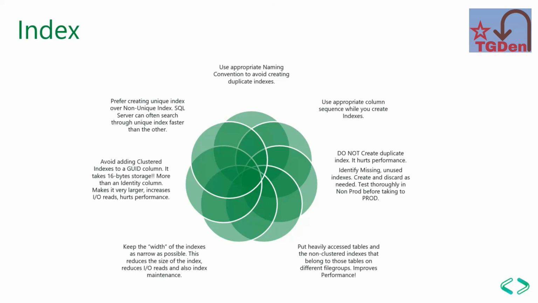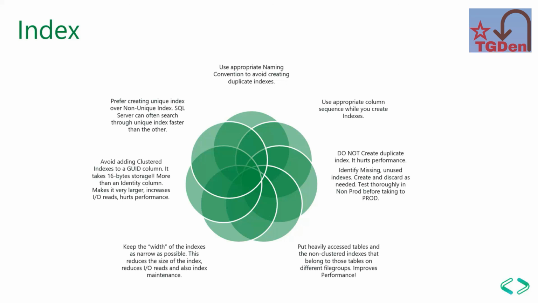Now, why so? We also have to understand there's another column type called identity. A GUID is larger than an identity column, right? So it makes the index even larger, increases the IO read, and also hurts the performance, which we discussed.